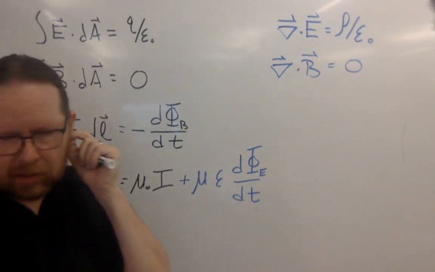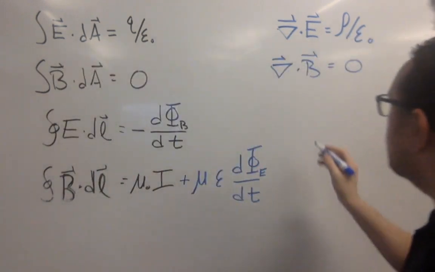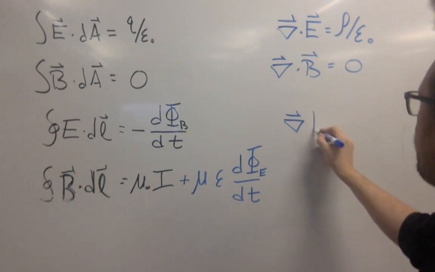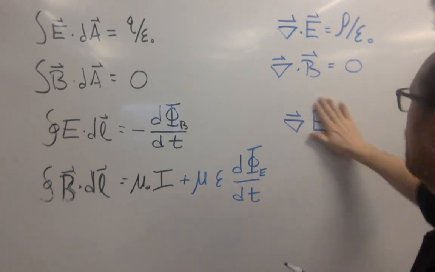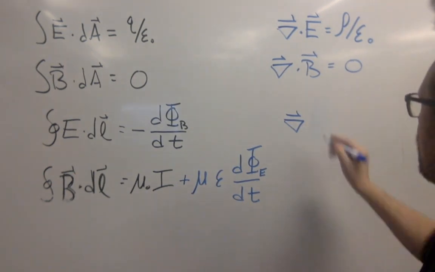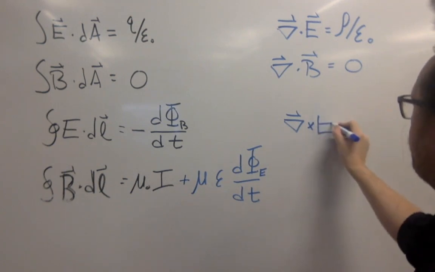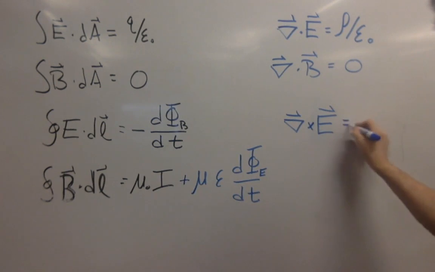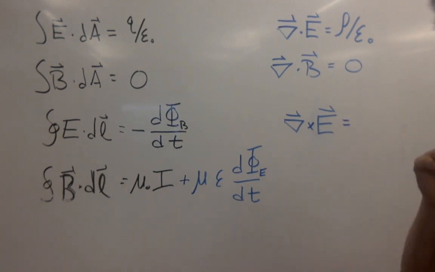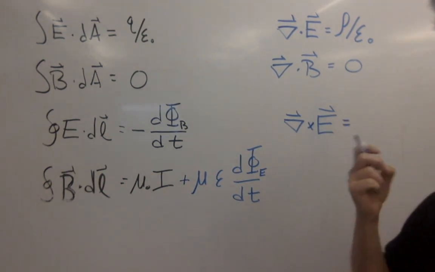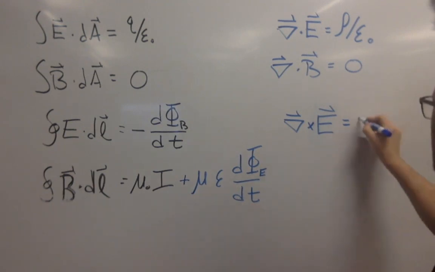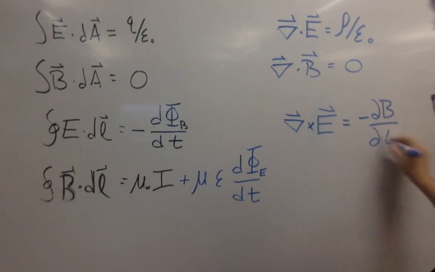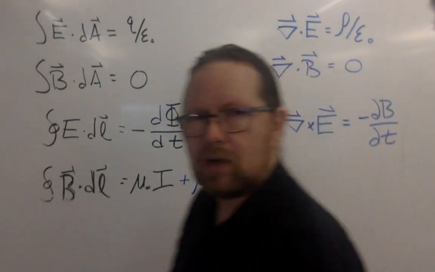This law can be written in terms of a vector operator called the curl. The curl is a vector operator that operates on a vector field and gives you another vector. And this law says that the curl of the electric field is equal to the rate of change of the magnetic field, so minus dB dt. And I'll write these derivatives as partial derivatives for now.